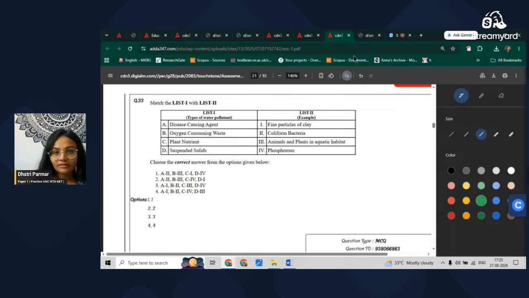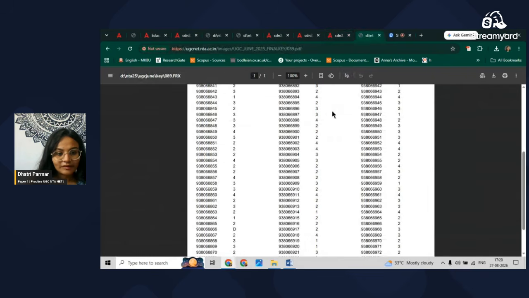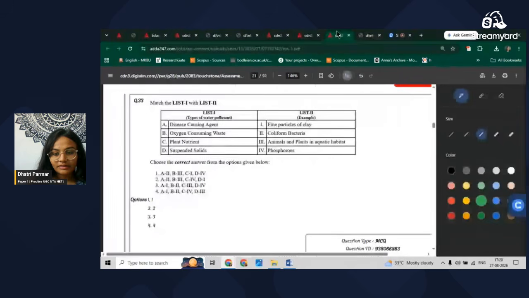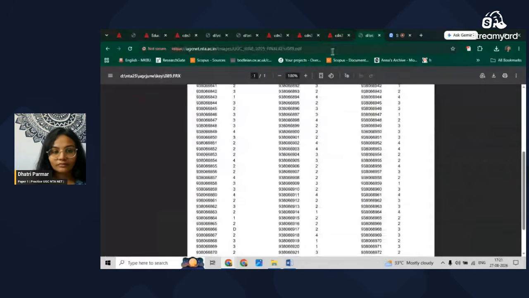The answer is 3, 68, 63. Disease causing agent is coliform bacteria. Then we have B, animals and plants in aquatic habitat, oxygen consuming waste. Then C and D, plant nutrient, and that is phosphorus, and then suspended solid, which is fine particles of the clay. 68, 63, and the right answer is 2.